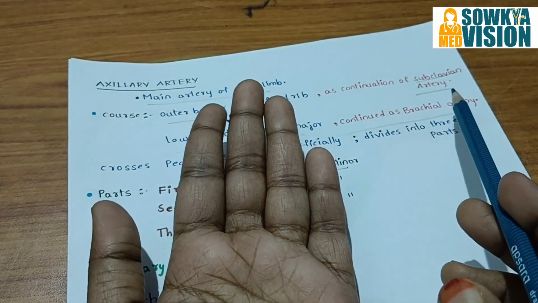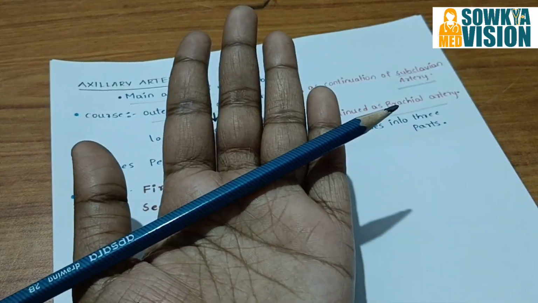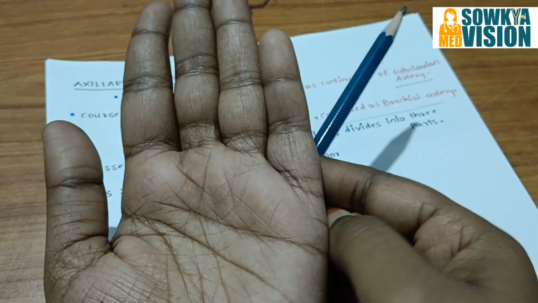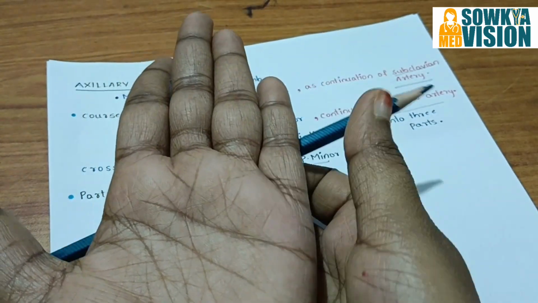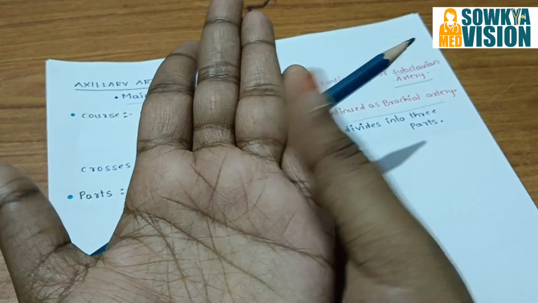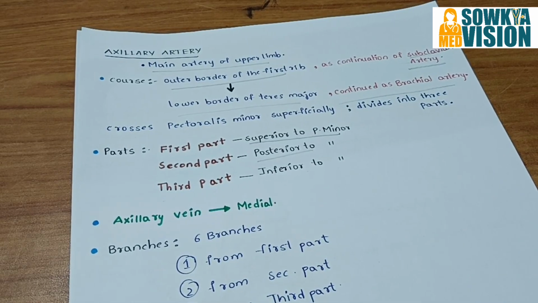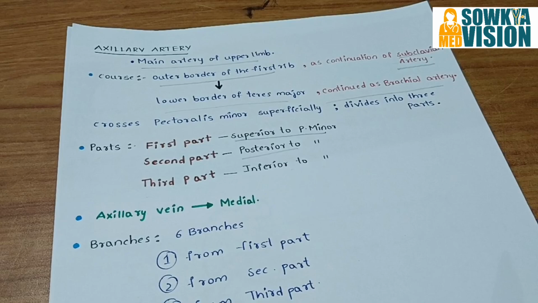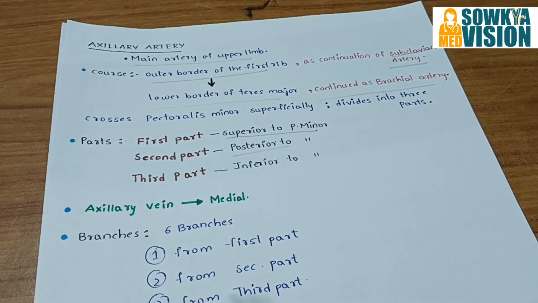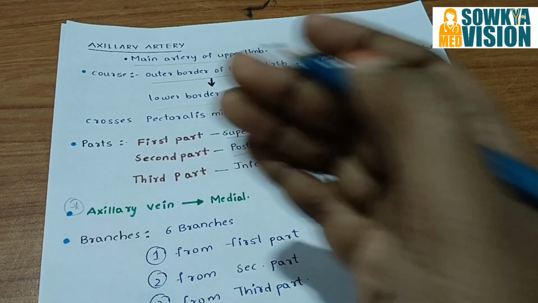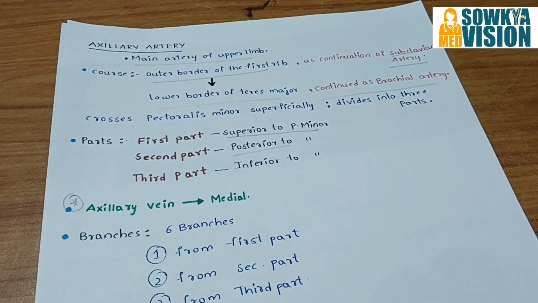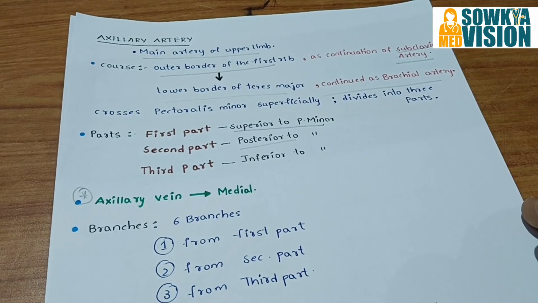This is the pectoralis minor muscle. Here it is. The first part, the second part and the last one is the third part. Now the relations of the axillary artery. The axillary vein is very important. Throughout its course, the axillary vein is always present medially to the axillary artery.